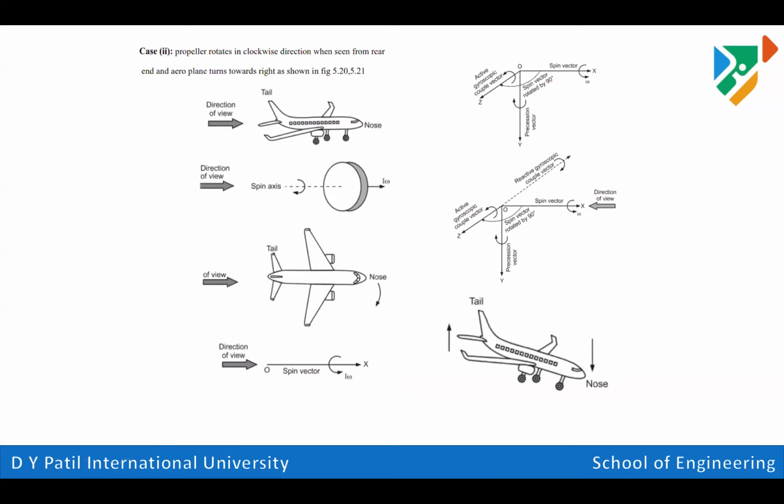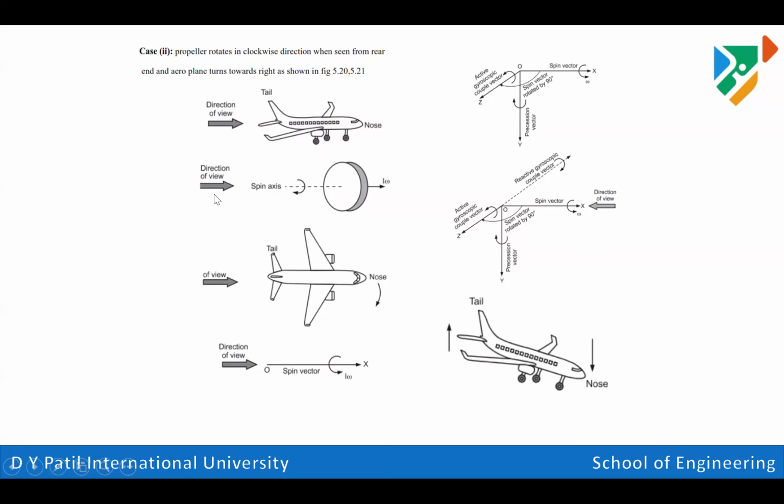Similarly, if you look at the second case, again we have propeller shaft rotating clockwise when seen from rear end, and it is taking turn towards right. So look at the active gyroscopic couple. This is the orientation of active gyroscopic couple. Again, we are taking an observer. This is the observer position.